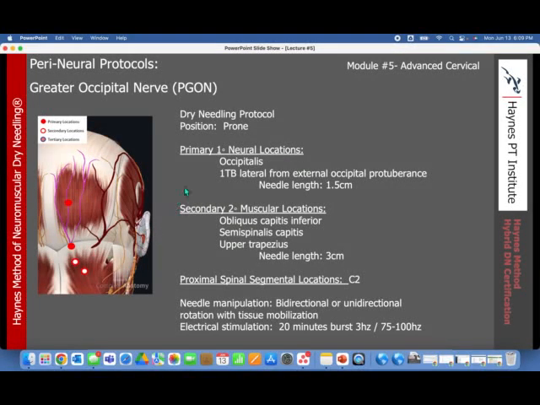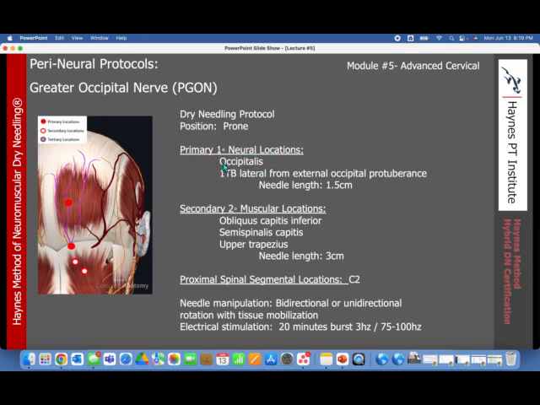So our approach is all similar to our protocols, which we'll discuss in just a little bit. Always the first treatment approach is going to be to needle our primary locations. So treatment day 1, if we've got some paresthesia, some problems in this area, some sensory changes, some pain, maybe we're dealing with posterior headache, this is where I'm going to start with our primary neural locations.